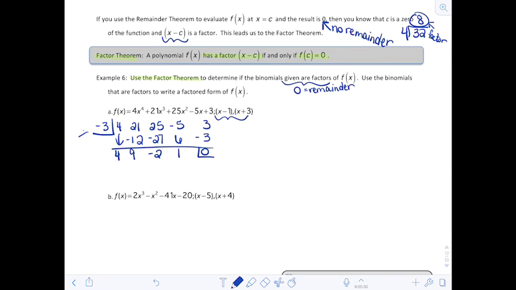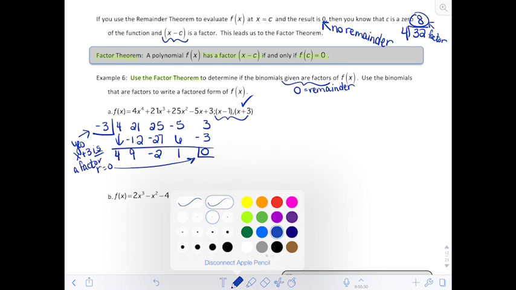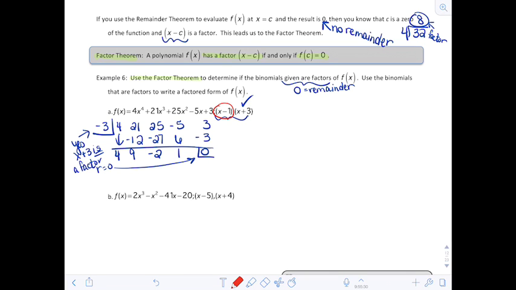So what does this mean? It means that, yes, x plus 3 is a factor because r equals 0 right there. Okay, now we have another one. So x plus 3 checks out. But what about x minus 1?